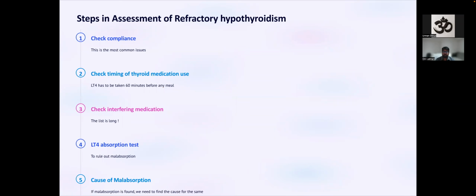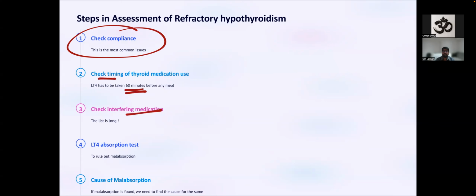Now, the most important thing in such patients is to check for compliance. Compliance is the major problem. So you need to check compliance, right? A lot of the times, patients will say, "No, I'm taking the medicine, I take the medicine regularly," right? But often this is not the case. Second very important point is to check the timing of the medication. We'll come to this point.